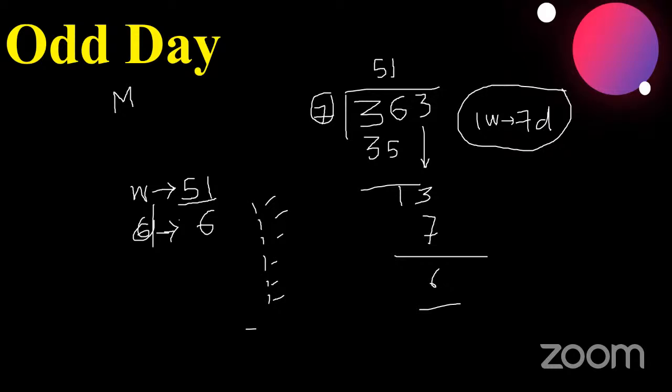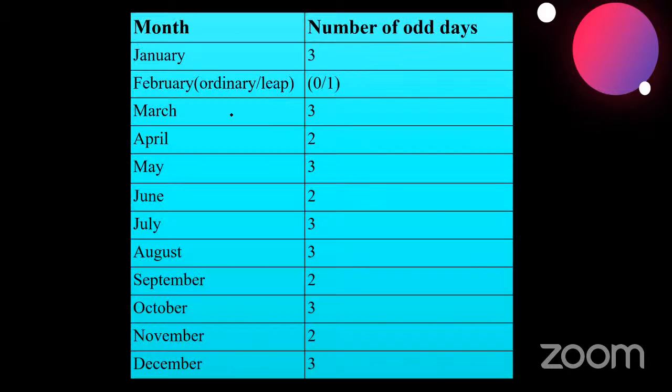Yes. Next one. We have the number of odd days. How are we calculating the number of odd days? So in January, we have 31 days, right? In January, we have 31 days.